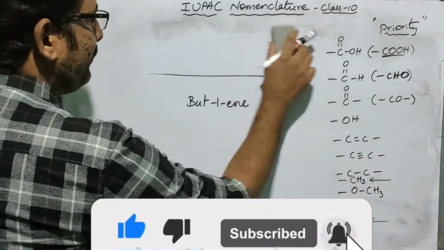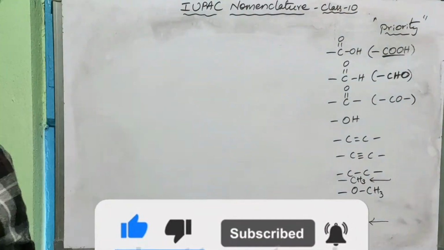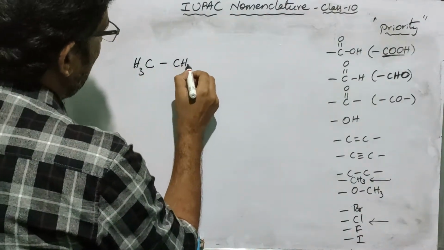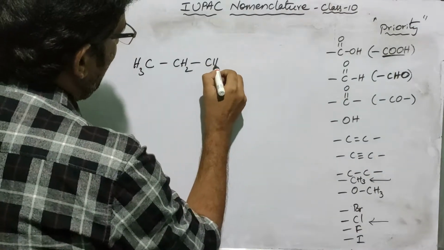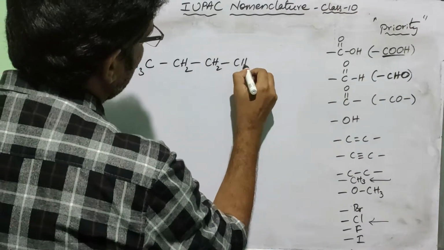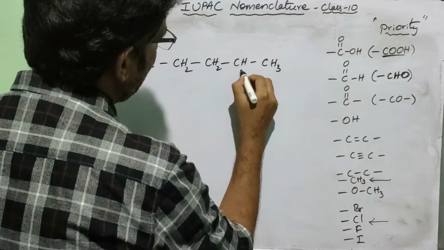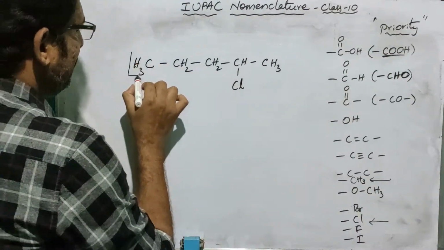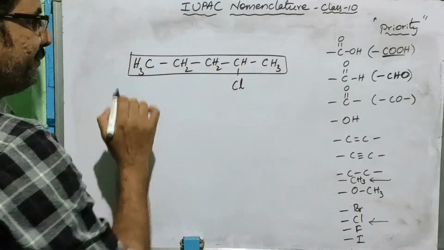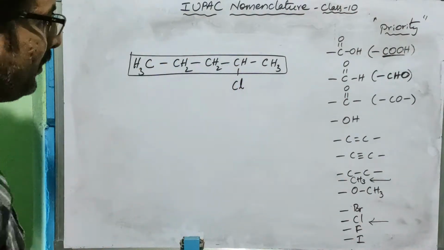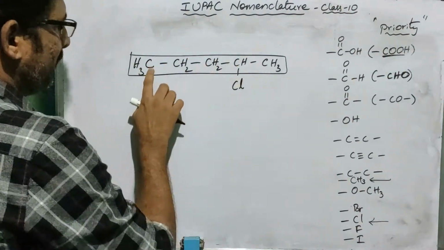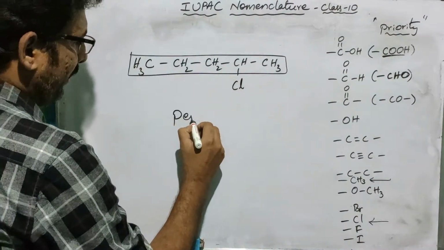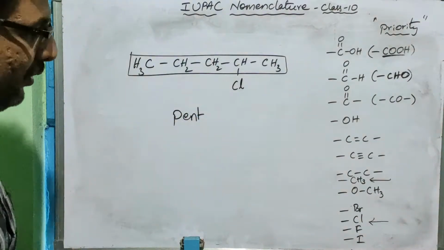See another example. CH3, CH2, CH2, CH, CH3, and you have Cl over here. Again you will take the longest chain of carbon atoms. This will be the longest chain of the carbon atoms. In this, how many carbons are there? 1, 2, 3, 4, 5. So for 5 carbon atoms you will write pent as the root word.